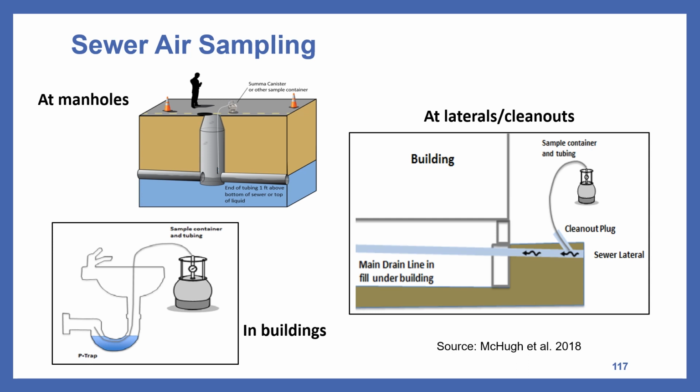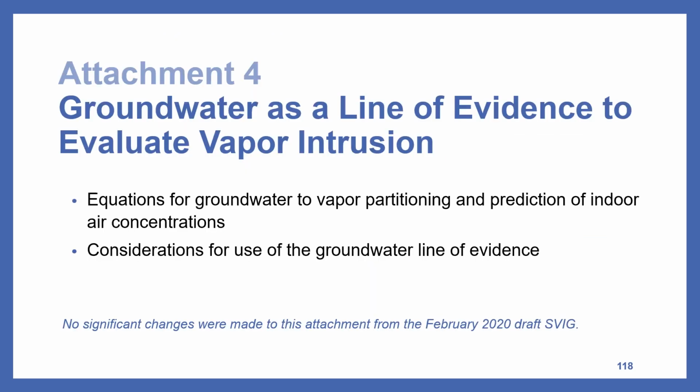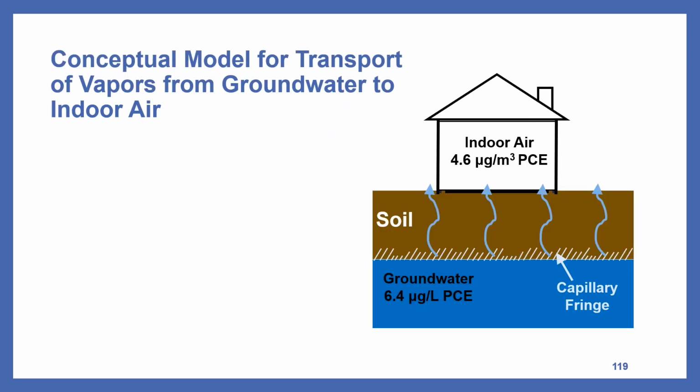So SVIG attachment 4 describes groundwater as a line of evidence to evaluate vapor intrusion. This attachment includes the equations for groundwater to vapor partitioning and prediction of indoor air concentrations. It also provides some considerations for use of the groundwater line of evidence. In the next 3 slides, I'm going to walk you through the conceptual model for transport of vapors from the groundwater into indoor air. And we've got a cross-section that we're going to work through.